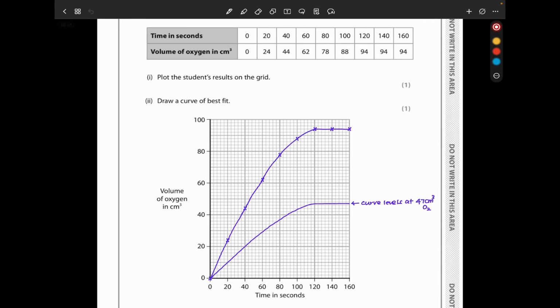So just plot the points basically. The horizontal axis has time and the vertical axis has volume. We can see there is a point at 0, 0, there is a point at 20, 24, and then we have 40, 44, we have 60, 62, we have 80, 78, and then here we have 100, 88, we have 120, 94, 140, 94, and 160, 94.